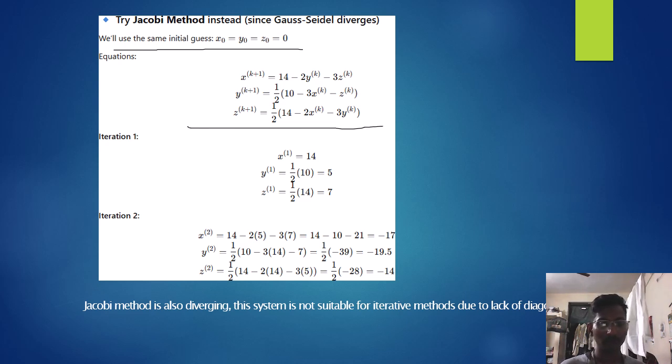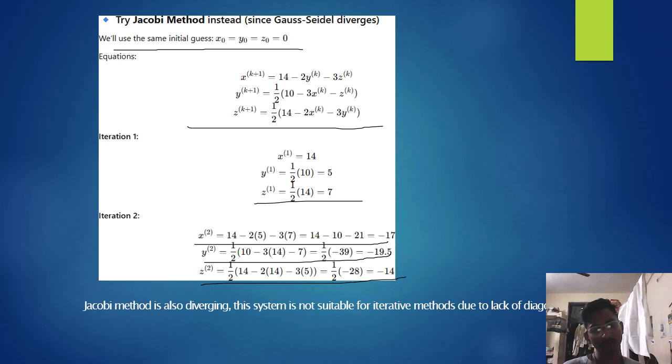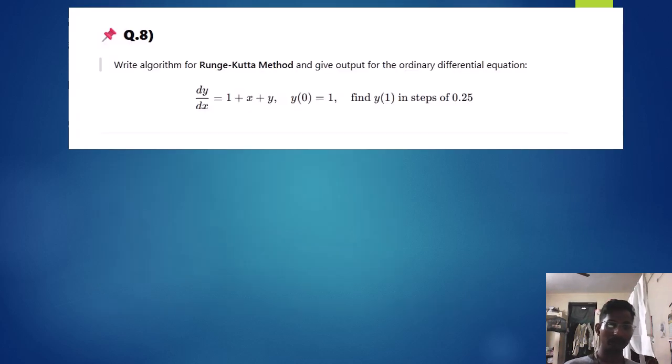Iteration 1: x1 is equal to 14, y1 is equal to 5, z1 is equal to 7. Iteration 2: x2 is equal to minus 217, y2 is equal to minus 19.5, and z2 is equal to minus 14. The Jacobi method is also diverging. This system is not suitable for an iterative method due to the lack of diagonal dominance.